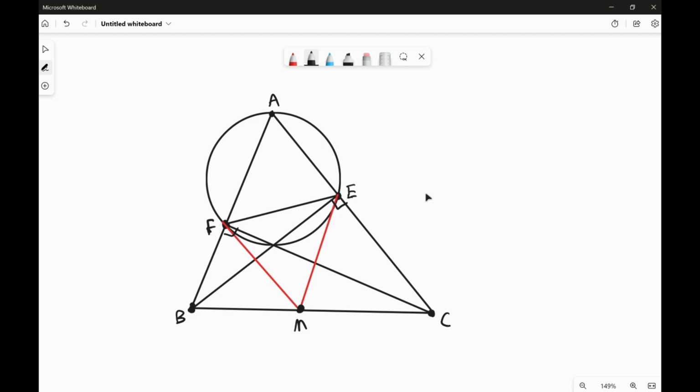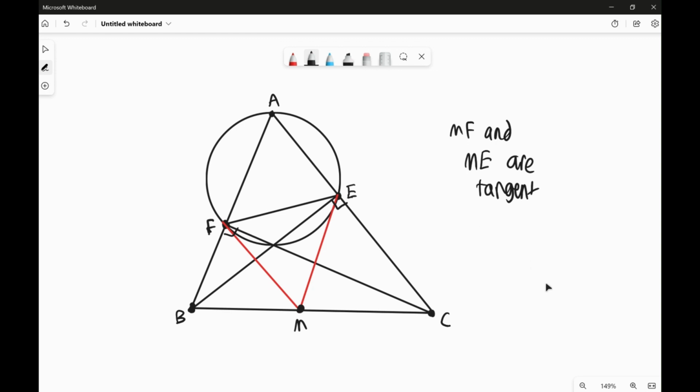Hello everyone, and in this video we're going to be taking a look at this circumcircle here. Specifically the circumcircle of triangle AEF here, where BE is a foot of the altitude from B to AC, and F is a foot of the altitude from C to AB. And we also let M be the midpoint of BC here. And we're going to go ahead and prove in this video that MF and ME are tangent to this circumcircle here.